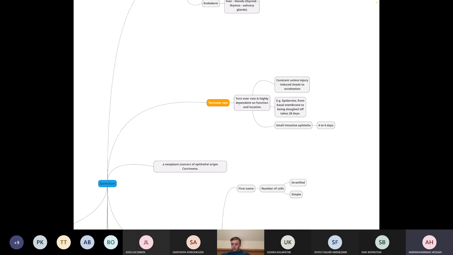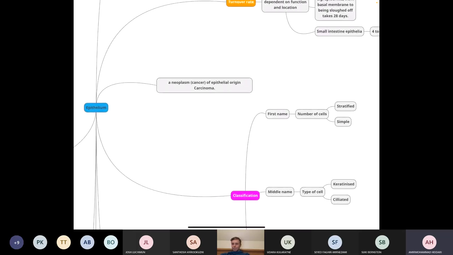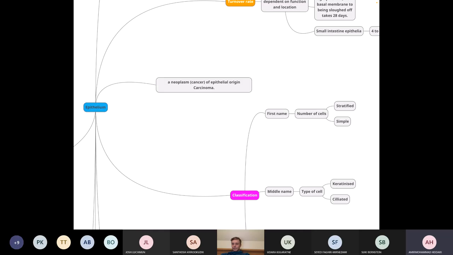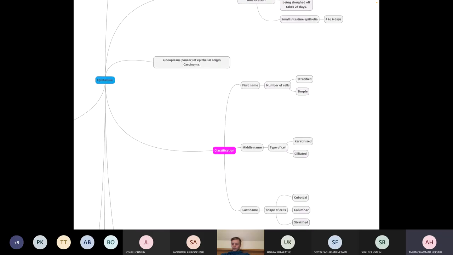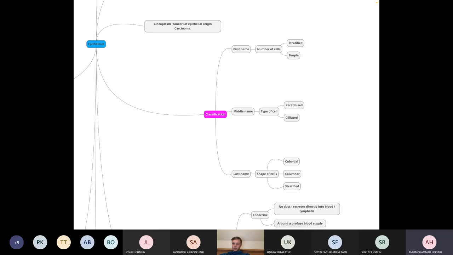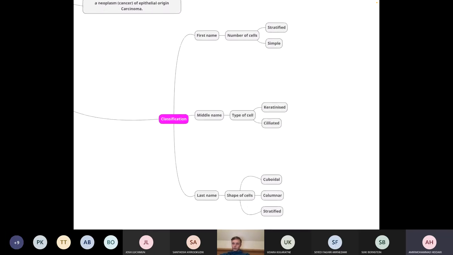Like the bone marrow has a lot of turnover, but it doesn't necessarily have a lot of cancers in it. So, neoplasms of epithelia are called carcinomas. And on the other hand, neoplasms of mesenchymal cells or mesodermal cells are called sarcomas. Yes, sorry. They're called sarcomas. So carcinomas for epithelial cells and sarcomas for mesenchymal cells.